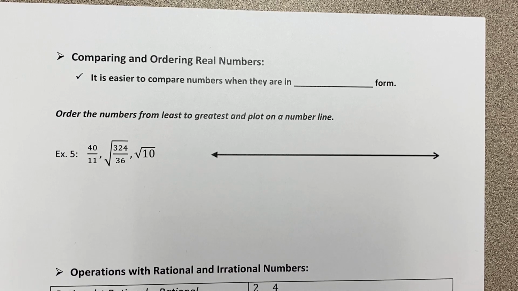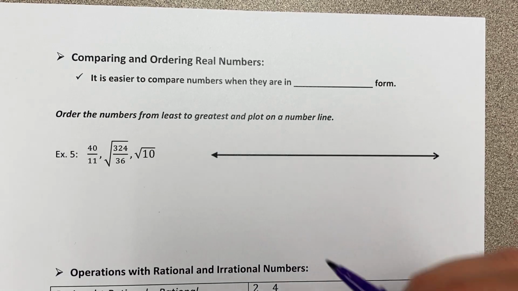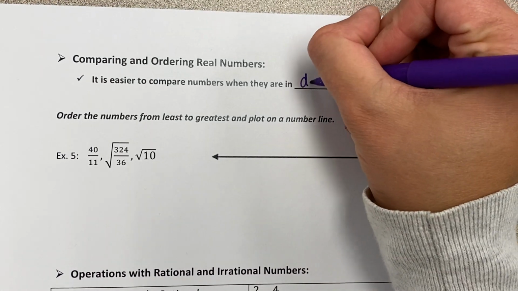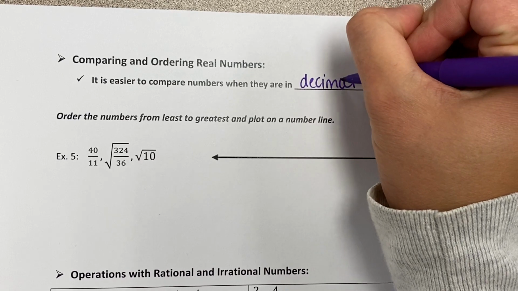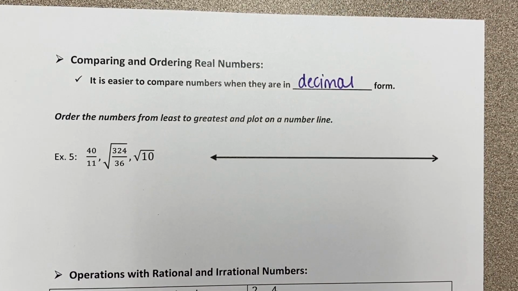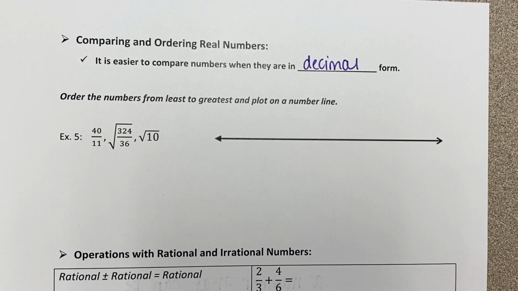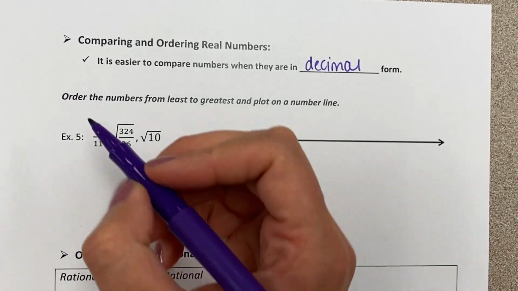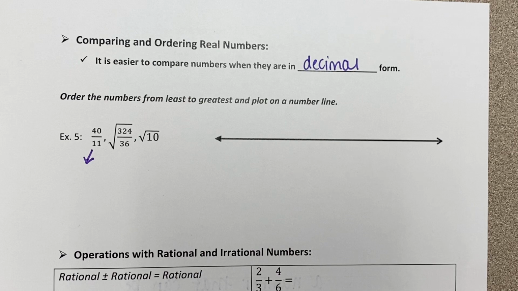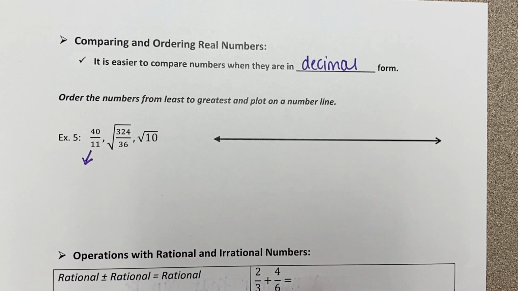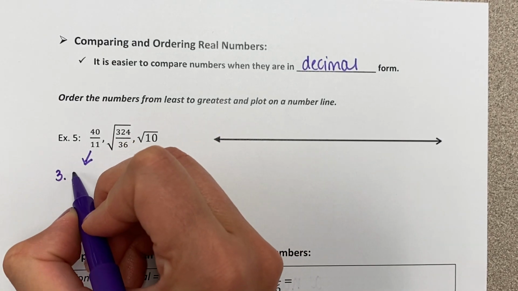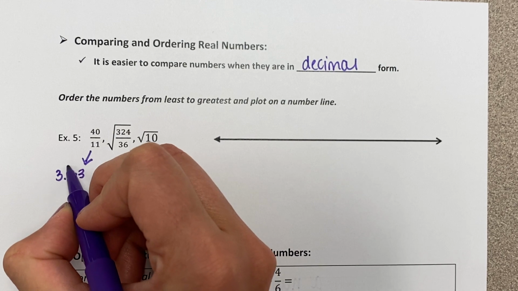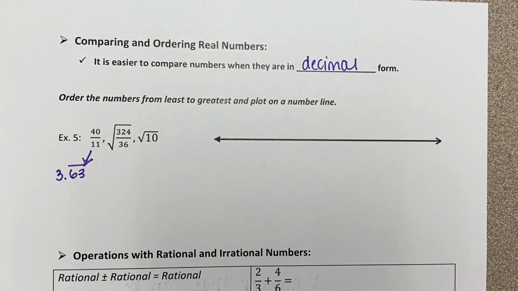Comparing and ordering real numbers. It is easier to compare numbers when they are in decimal form. You always want to convert it to a decimal. Always, always, always. So with these, you are going to use a calculator. So if you have a calculator at home, hopefully you're using it. I want to change these all to a decimal. So 40/11ths. If I change that to a decimal and I round it, it's going to be 3.63 repeating.